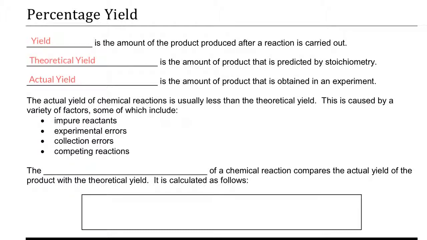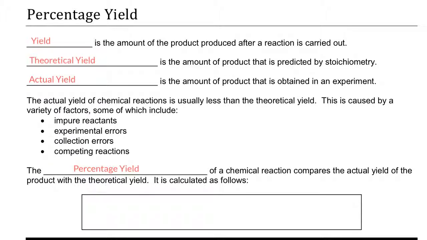And there are a lot of factors. You could have impure reactants, experimental errors, collection errors, or competing reactions. These are all different things that could be going on when you're doing a reaction that you're not aware of and that will change your yield. You'll either produce less than you would expect, or you might get results that look like you're producing more product than you would expect. So there are lots of different errors that could account for a different yield.